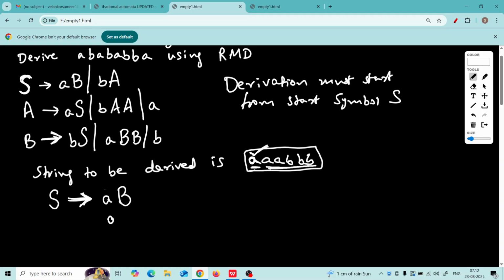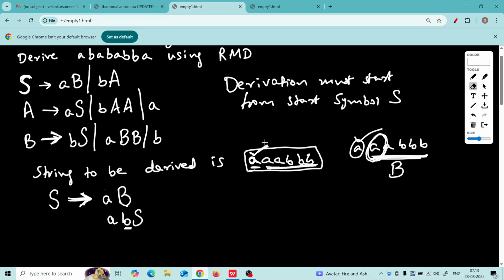Now a will remain as it is, but B should give us this remaining string. Somehow this double a and triple b is remaining. a is generated, first a. Capital B should somehow give us this string. You tell me, if you are watching this production, if I substitute this B with bS, the first production, observe, B gives bS, but then that will be wrong, because then the second letter I will be deriving is b, but the second letter I want is a. Observe, after a I want a.